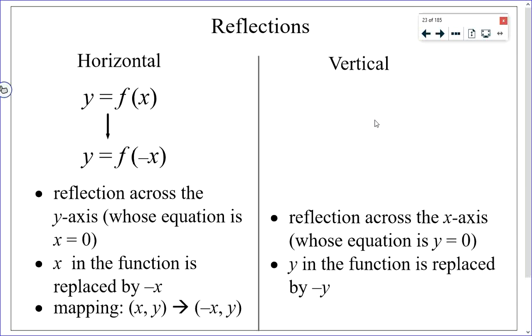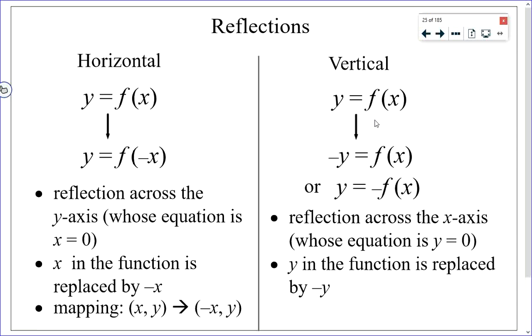Y in the function is replaced with negative y, so this is what y equals f of x becomes. Y equals f of x becomes negative y equals f of x. However, if we multiply both sides of that equation by negative 1, we can write y equals negative f of x. So that's how you can recognize a vertical reflection. The mapping is that x comma y becomes x comma negative y.